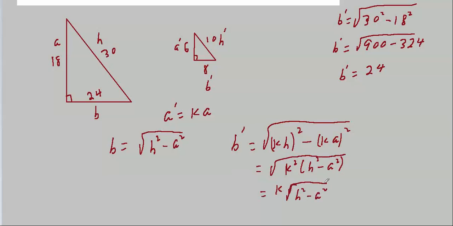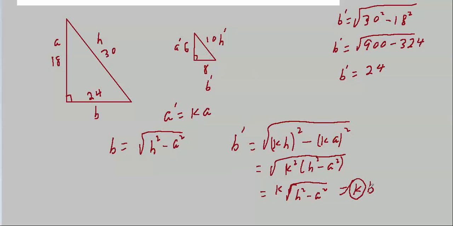Well, wait a minute. This looks just like this, doesn't it? So we could write this as k times b. b prime equals k times b. Uh-oh. That means that the ratio of this leg to this leg is exactly the same as the other two ratios. We've got the same similarity factor here, k.